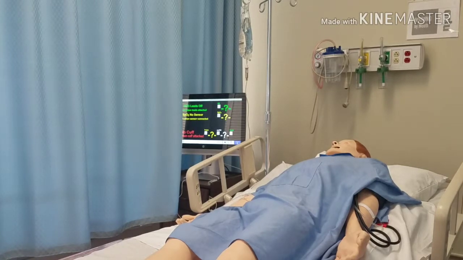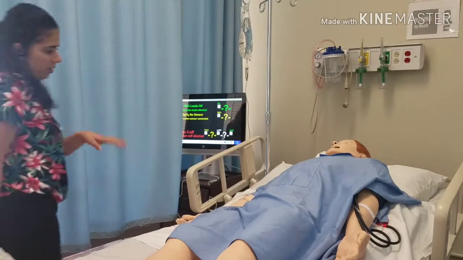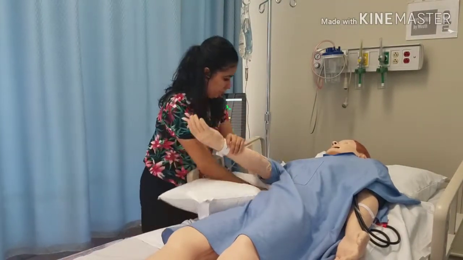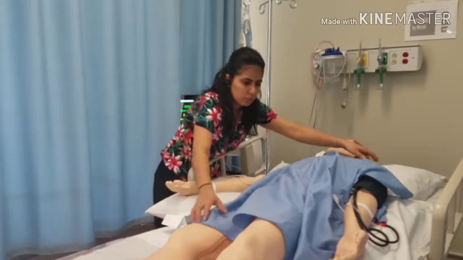And I don't want all of his body weight on this right shoulder. So that I could also put this pillow here. Okay.